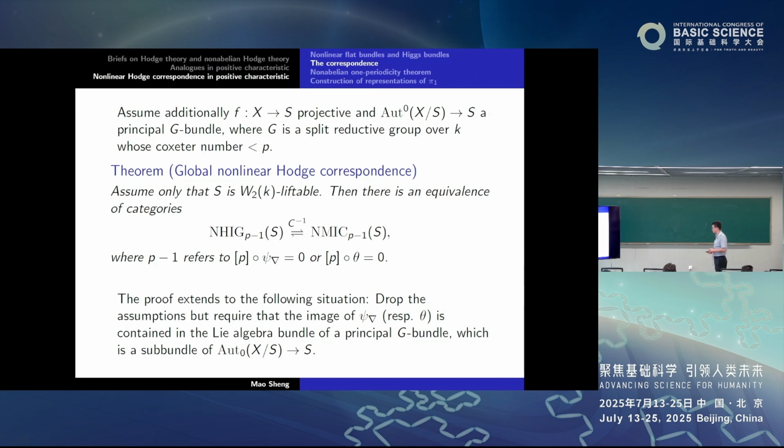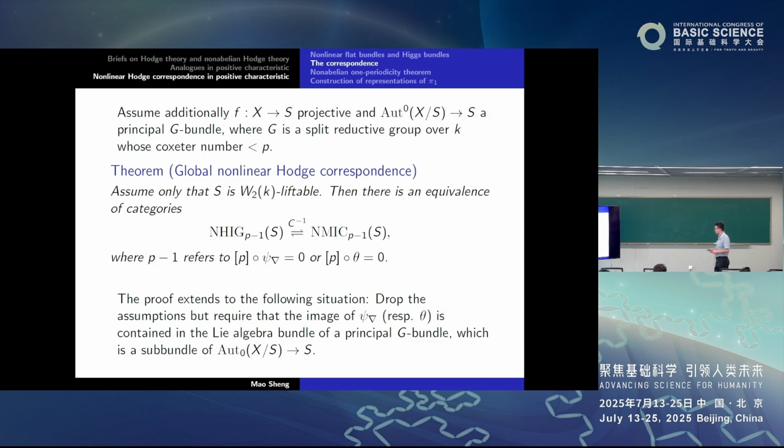And G is a split reductive group, and I assume its Coxeter number is small compared to p. Then here we will get a global nonlinear Hodge correspondence in the sense that we assume only the scheme is liftable, instead of putting an additional assumption on the liftability of Frobenius. Then we will get an equivalence of categories. Here we need to assume the p-curvature is p-nilpotent. Previously it was nilpotent, but not necessarily p-nilpotent. It can be p-square nilpotent.